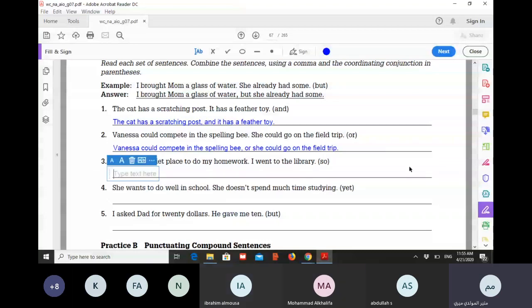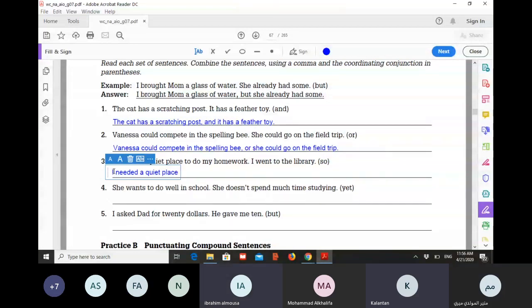I needed a quiet place to do my homework, so I went to the library. Before so, what should we place? Comma. What should we place before? Comma, very good.